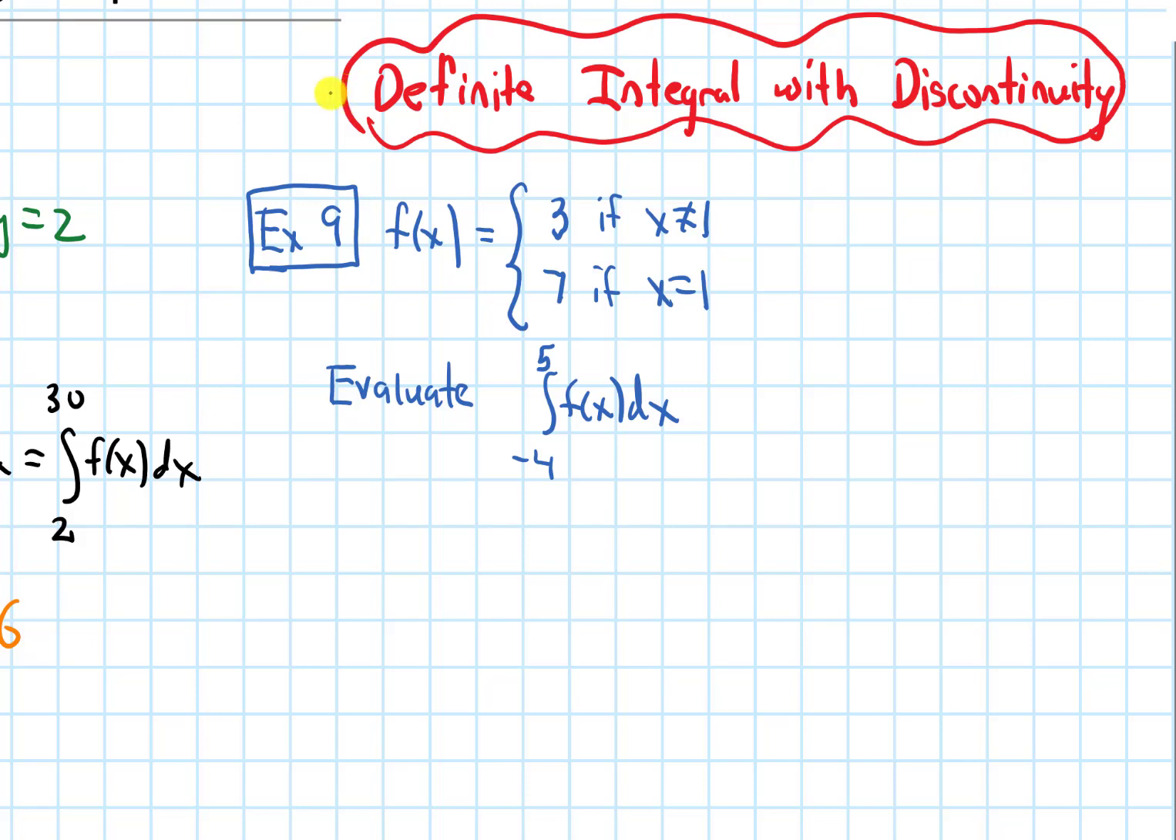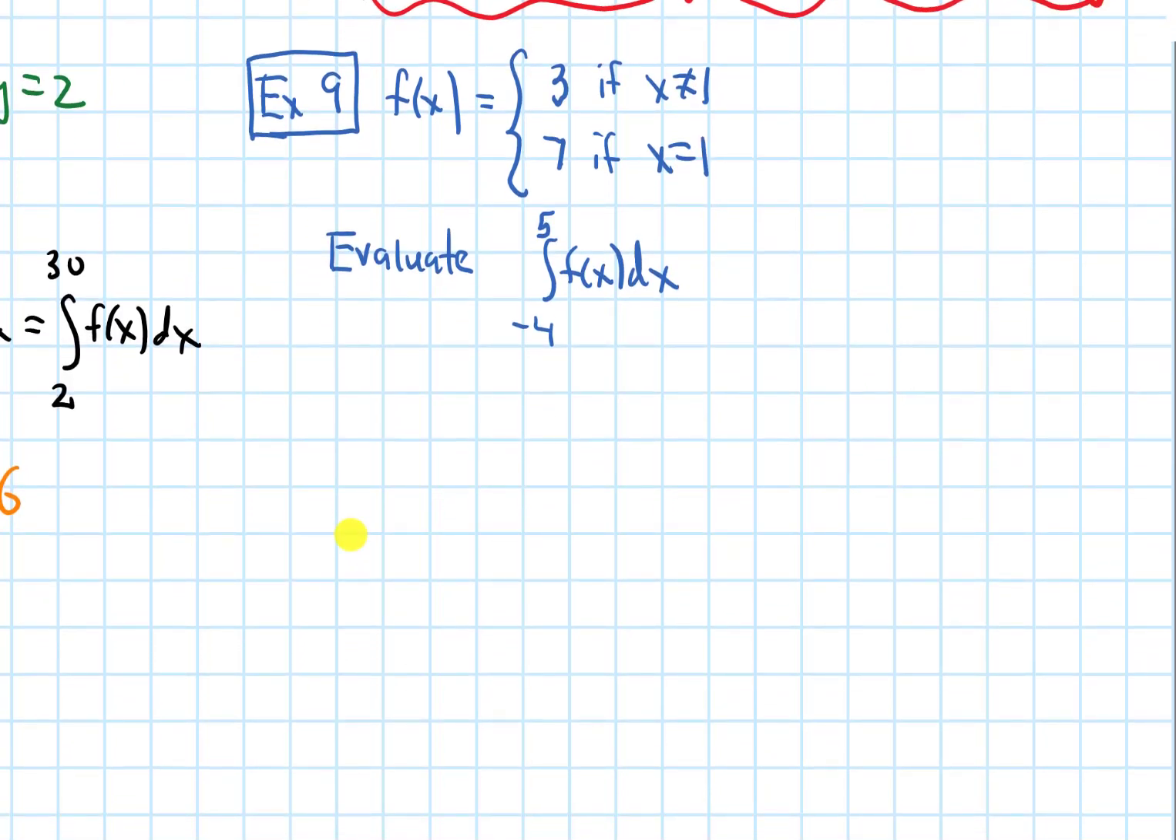In this video, we'll do a definite integral example with a discontinuity. So we have this function f of x, which equals 3 if x is not equal to 1, and it's 7 if x equals 1, and I want to evaluate the integral from -4 to 5 of f of x dx. So let's begin by drawing a graph of this function.